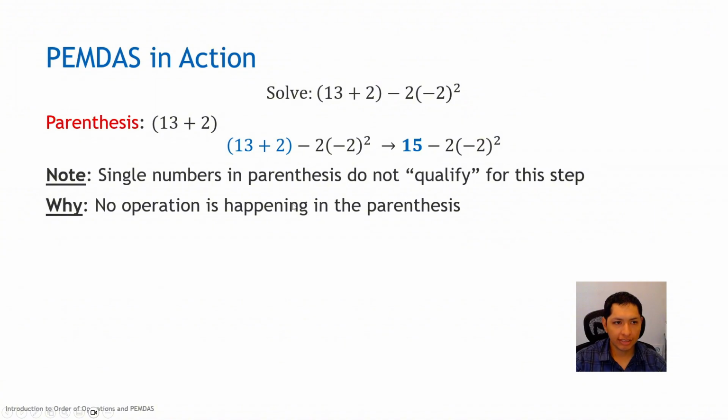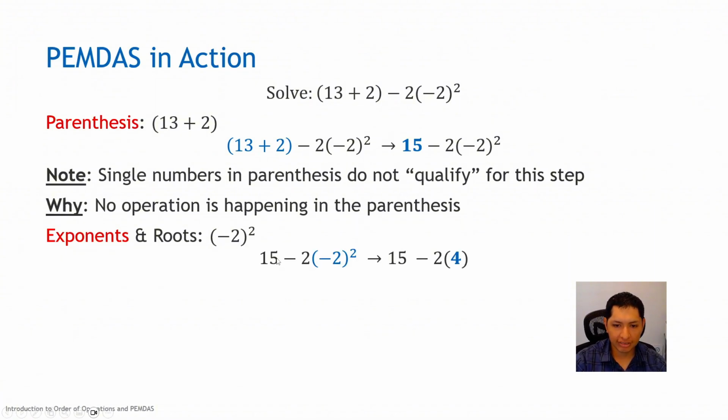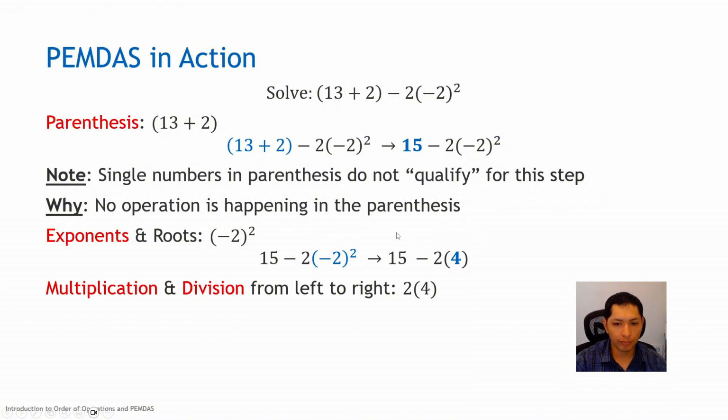Moving on, the next step is exponents and roots. And here, the only exponent that we see is the -2 raised to the power of 2. So we solve that. -2 raised to the power of 2 is 4, and we replace that into the equation, and now the equation looks like 15 minus 2 times 4. So we're breaking it down. We're solving each piece, and you'll notice that the equation gets smaller, and at the end we'll have the answer that we're looking for.